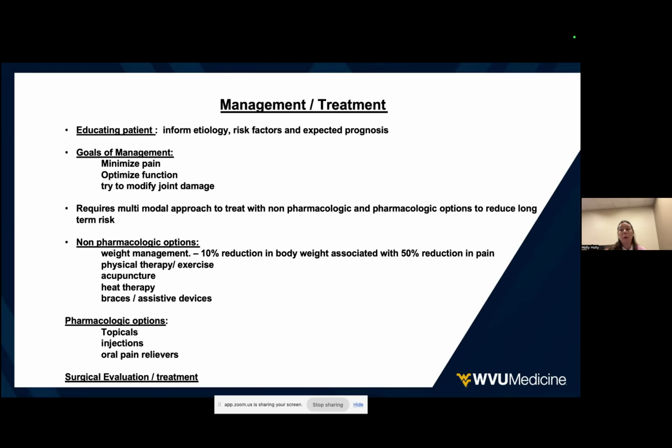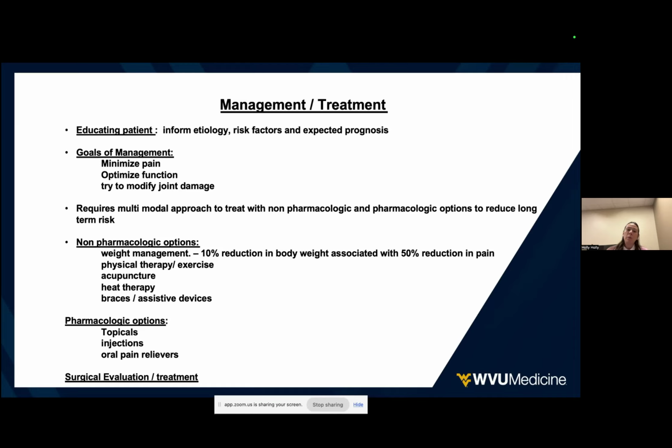this pain. We want to minimize pain, right? That's a lot of what keeps people immobile, and how we optimize that function, and try to modify any joint damage that we can. And some of those risk factors, such as obesity and things like that. More often than not, you're going to need to use non-pharmacologic and pharmacologic treatments to help keep the patients moving, and preventing them from disability or even potentially surgeries, right?